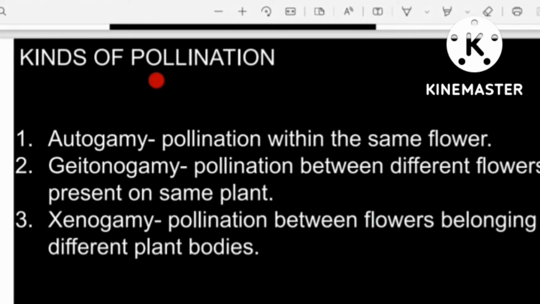Kinds of pollination. So there are different types of pollinations. One is autogamy. Autogamy means the pollination within the same flower. Geitonogamy means pollination between different flowers, but they are present on the same plant. And then comes xenogamy, where pollination is between flowers belonging to different plant bodies.